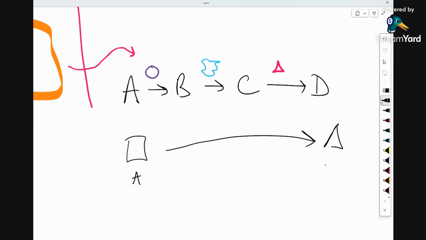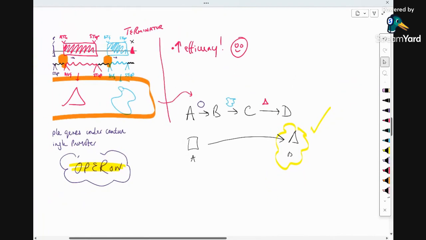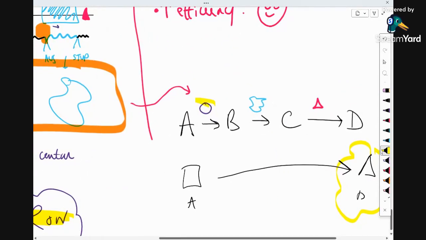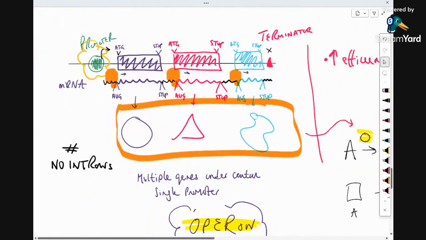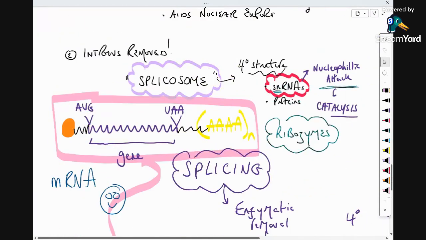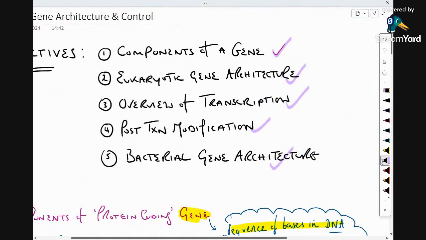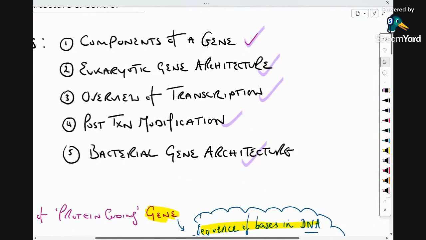So this is A, this is D, and it could be that D is your end product. This is what you want to produce. But you need 3 separate enzymes here in order to do it. So therefore, it makes perfect sense to use an operon and to put all those 3 genes under the control of the same promoter. So just scrolling up to the top, I think we have now covered bacterial gene architecture, essentially operons, and how they work.